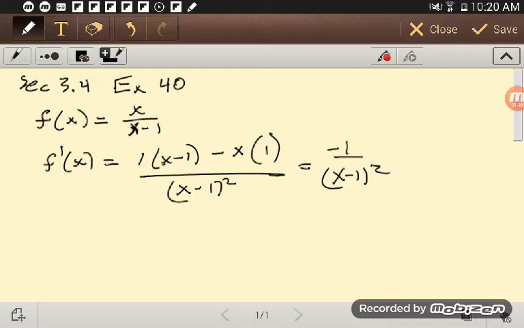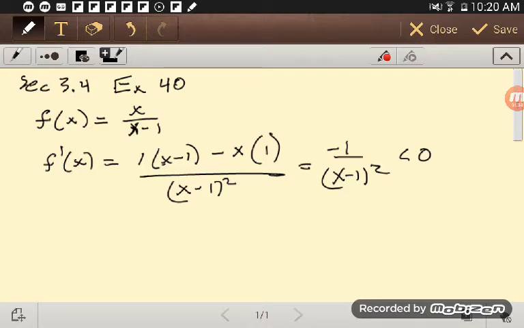And so everywhere this is defined, the derivative is negative. So it's always decreasing. If it's always decreasing on any given interval that it's defined on, it has no relative extrema. But we'll check that, of course, with our second derivative.